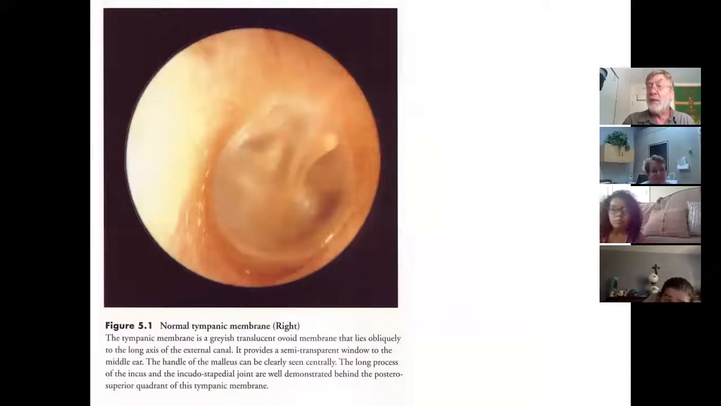Here's a normal eardrum. Okay? Look at it. You can see the manubrium of the malleus, the umbo, the annulus. Here's the cone of light, reflection of light off your otoscope. And here you can even see part of the incus bone. It's translucent, like a bathroom window.